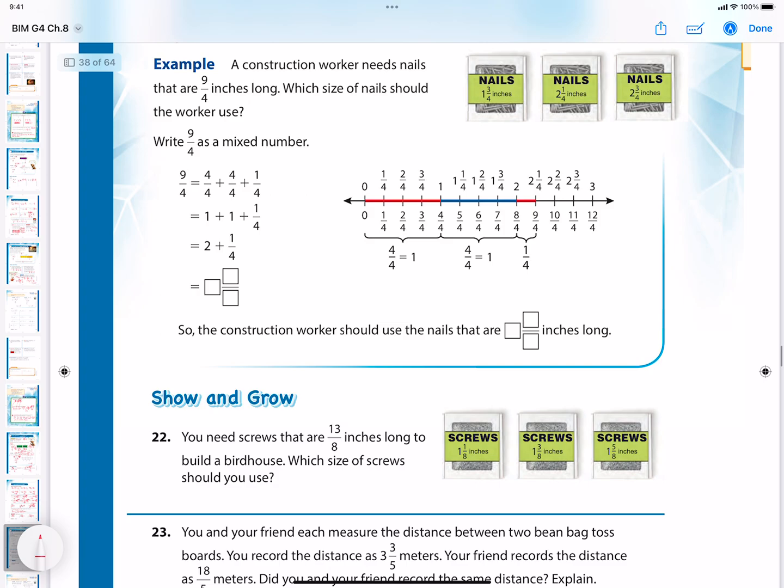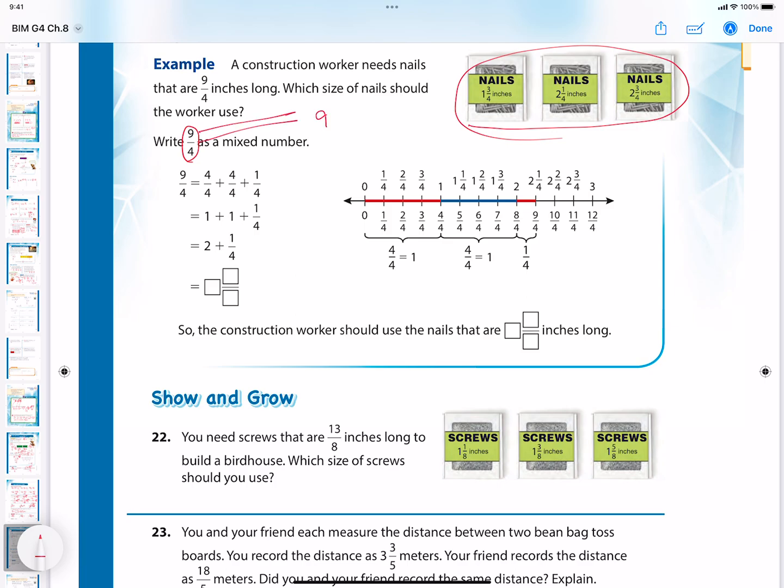Last page, guys. Example. A construction worker needs nails that are 9/4 inches long. Which size of nails should the worker use? Write 9 over 4 as a mixed number. We know that. So we're supposed to find out among this nail size, okay? We need to find out the equivalent fraction of 9 over 4.